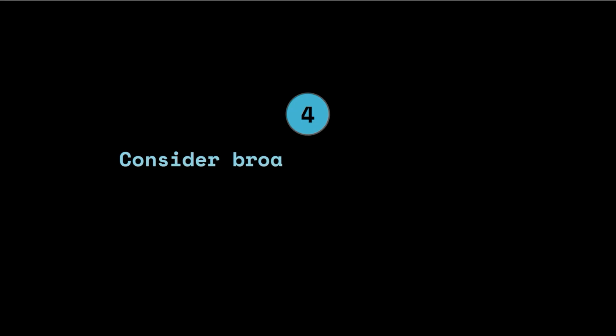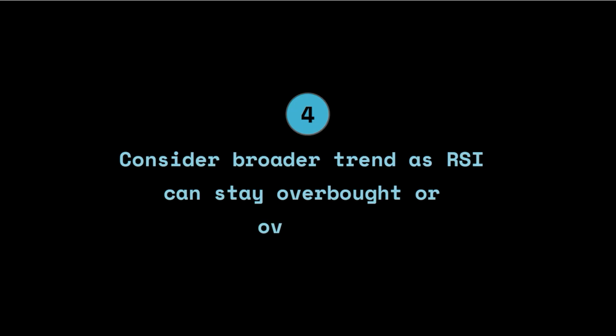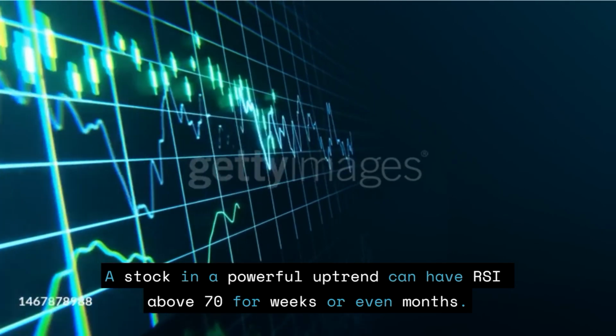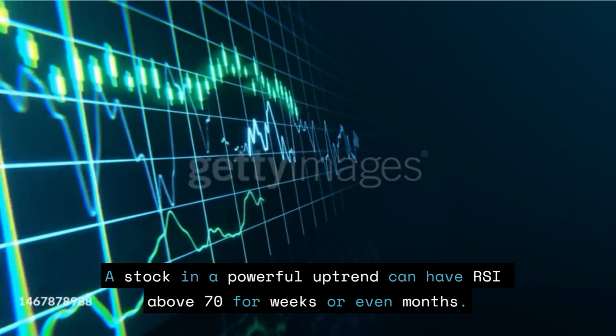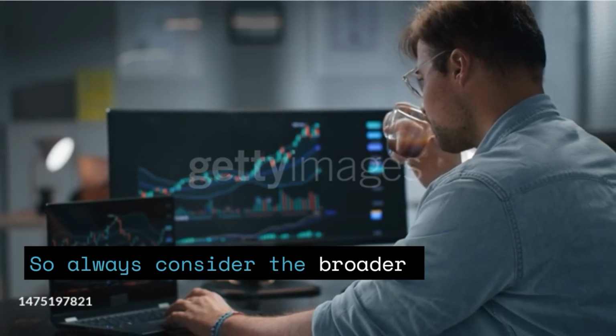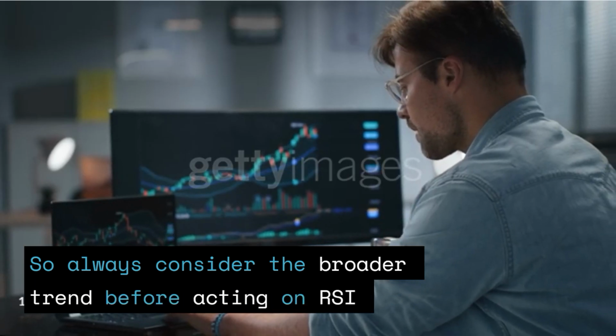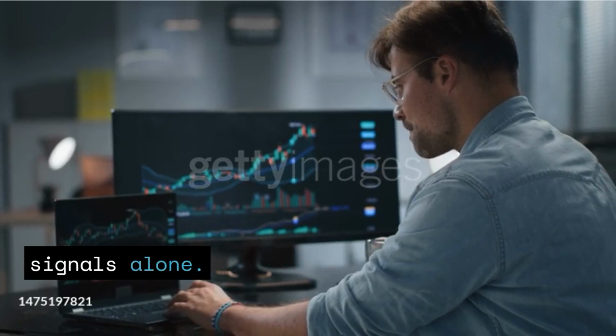Fourth, remember that in a strong trending market, RSI can stay overbought or oversold for extended periods. A stock in a powerful uptrend can have RSI above 70 for weeks or even months. So always consider the broader trend before acting on RSI signals alone.